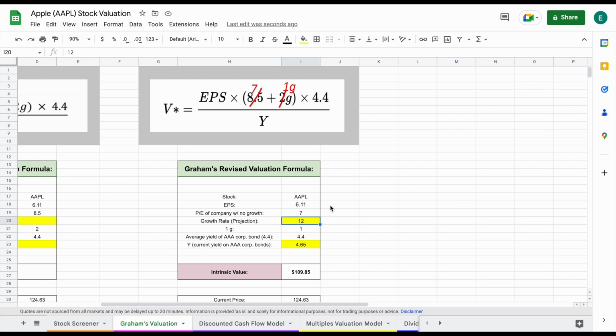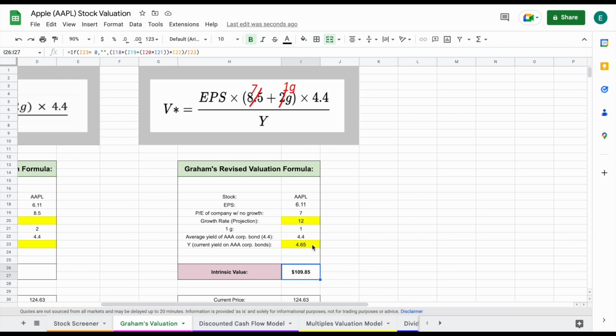I'm actually staying pretty close to what analysts are projecting, depending on which website you look at, with a growth rate projection of 12. We then multiply that by 4.4, which is the average yield of AAA corporate bonds, and divide by Y, which is the current yield on AAA corporate bonds, which is a lot higher than it has been over the past 3 years, sitting at 4.65, which leads to an intrinsic value of about $110 per share.